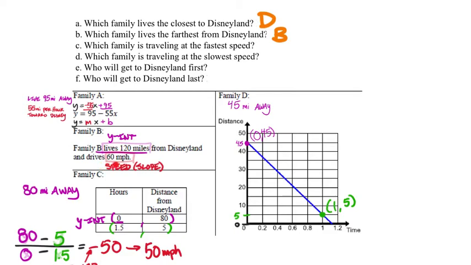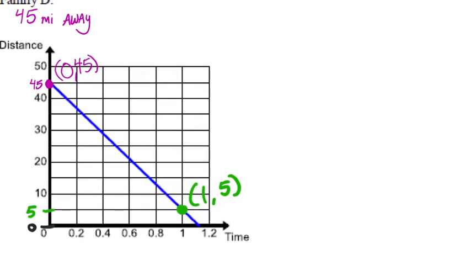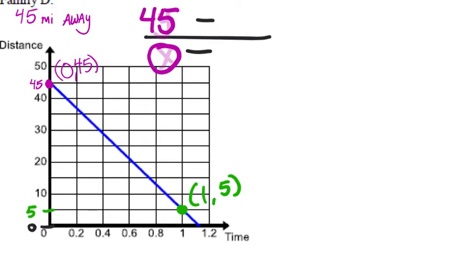Well, family B was already, and we forgot to find the speed for family D. Let's do that right now. All right, so family D. Let's go back to family D. We've got the 2 ordered pairs. Put together our slope formula, and we already have our y-intercept, right? X is in the denominator, y is in the numerator. The x is always going to be 0 for your y-intercept, but the y value is 45. Then we've got that green ordered pair. Remember, still x is in the denominator, y is in the numerator, but the x value is 1 and the y value is 5.